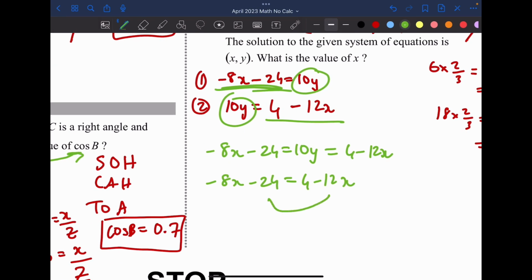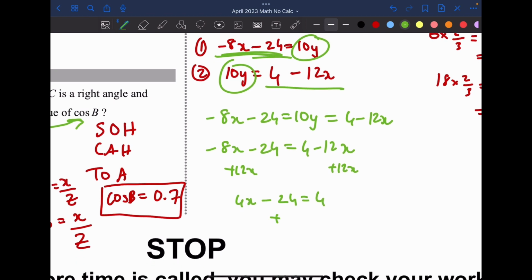So bring the 12x here, add 12x to both sides, so plus 12x plus 12x. You would end up with 4x minus 24 is equal to 4. And then after that, add 24 to both sides, so plus 24 plus 24. 4x is equal to 28. And then divide both sides by 4, you would end up with x is equal to 7. And that is your final answer.